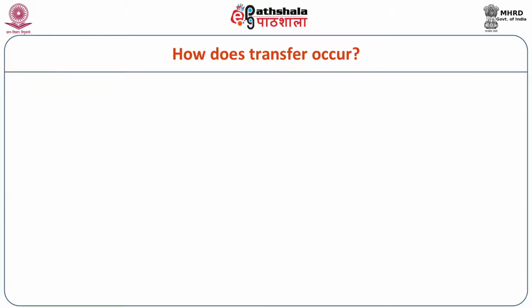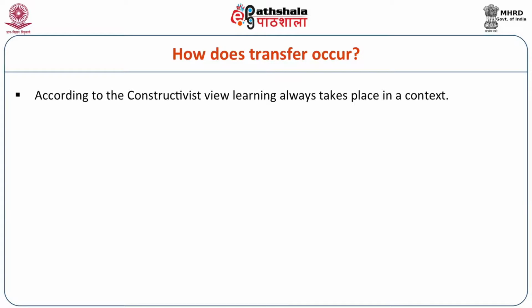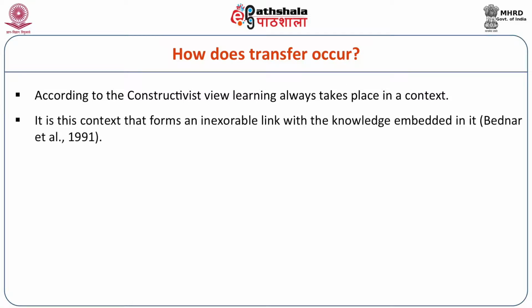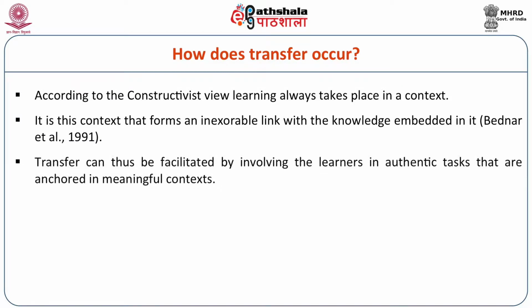Now, how does transfer occur? According to the constructivist view, learning always takes place in a context. It is this context that forms an inexorable link with the knowledge embedded in it. Transfer can thus be facilitated by involving the learners in authentic tasks that are anchored in meaningful contexts.